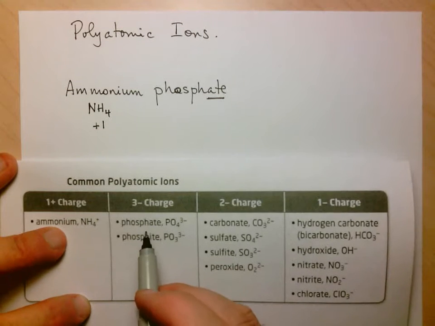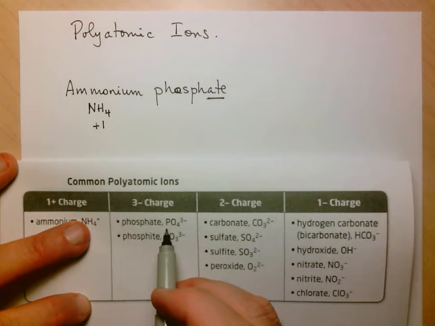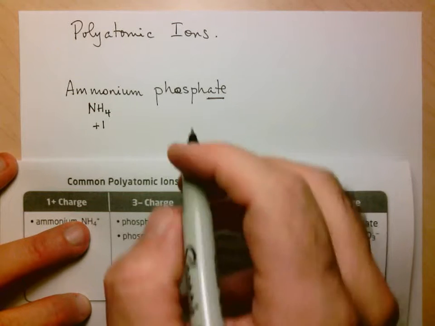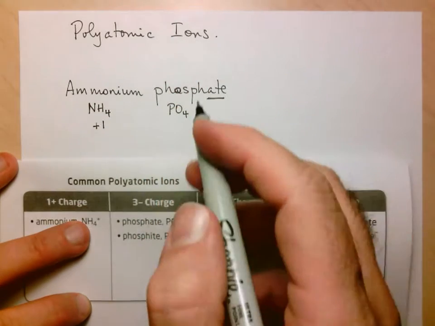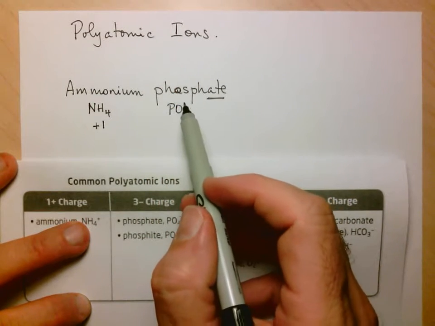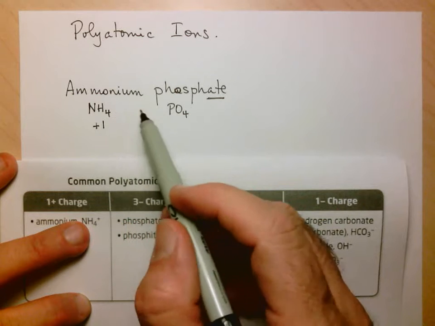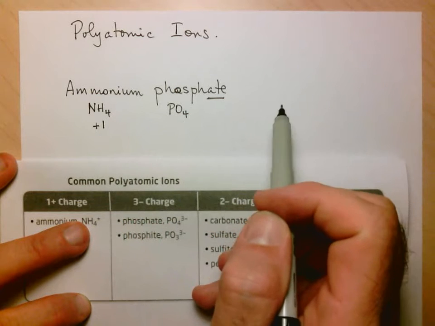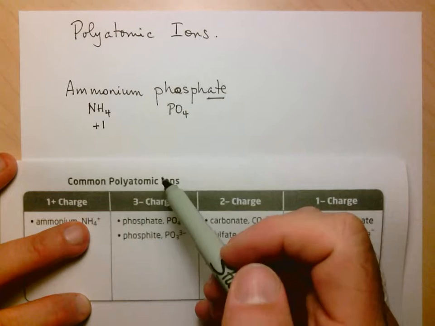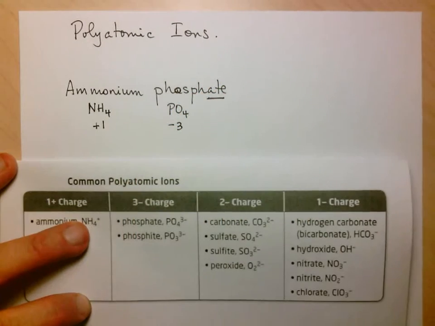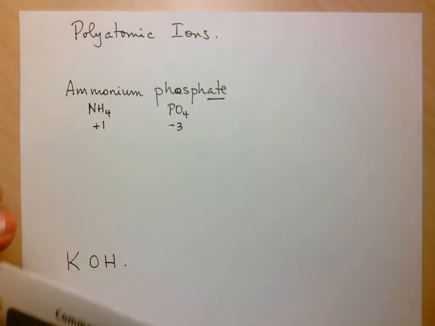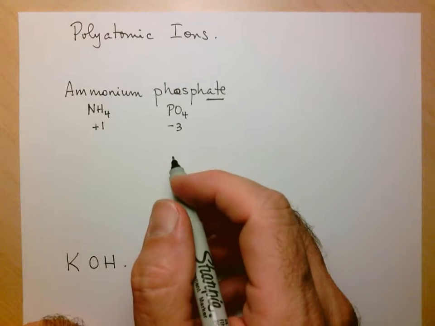And here we see that phosphate is also a polyatomic ion, which is PO4. Notice here I'm not writing the charges. I don't want to get confused because the charges should not appear in my chemical formula. I'm going to write the charge underneath, which is -3. And as we've been doing with all the other examples, once we have the charges, we have to figure out how many of each ion we need.